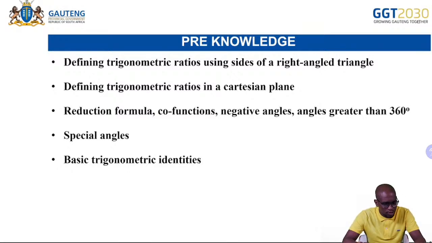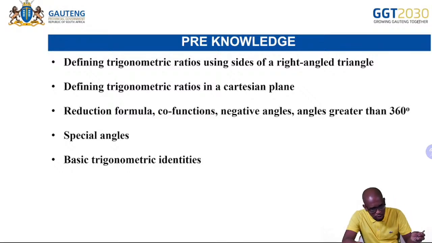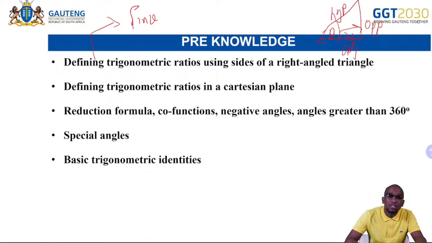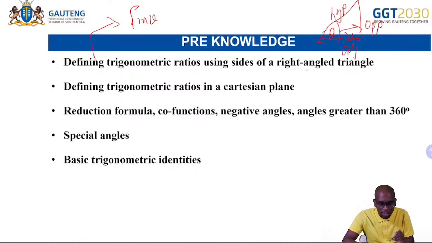The knowledge that you should be bringing into this lesson is basically the concepts that we looked at last week. Those concepts would be the definition of trig ratios in a right-angled triangle, and a definition of trig ratios in a Cartesian plane. In a right-angled triangle, we define the sine of an angle theta. If you have a right-angled triangle like that, and we have theta here, this is the opposite side to theta, this would be the adjacent side to theta, and this would be the hypotenuse. You define sine as opposite over hypotenuse, the cosine as adjacent over hypotenuse, and the tangent of that particular angle theta is opposite over adjacent.